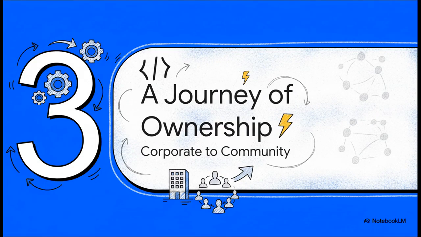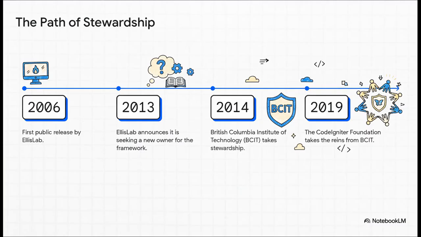The history of CodeIgniter is a real journey, a story about shifting ownership that took it from being this project backed by a corporation to a powerhouse totally driven by its community. So the whole thing kicked off in 2006 with a company called Ellis Lab. But by 2013, they realized they needed to pass the torch. After a short period where it was looked after by the British Columbia Institute of Technology, the project finally found its forever home in 2019 with the community-led CodeIgniter Foundation.